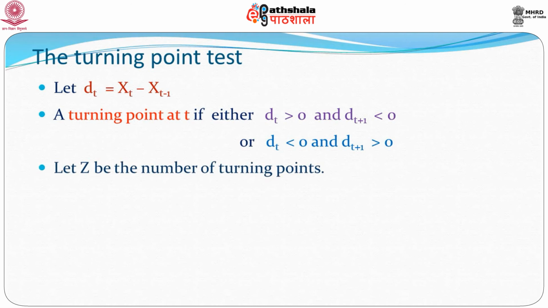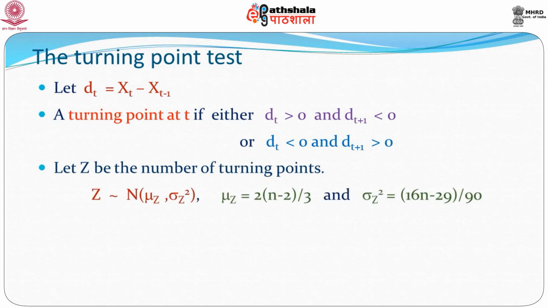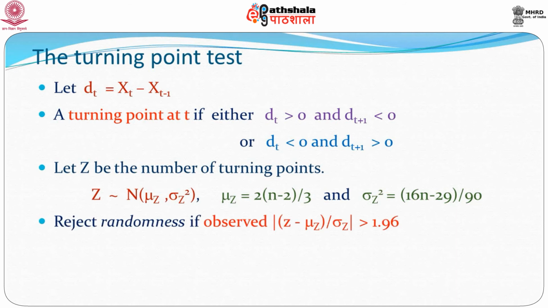So, let z be the number of turning points, and it can be shown that z follows a normal distribution with mean 2(n minus 2)/3 and variance (16n minus 29)/90. And we reject randomness if the modulus of (z minus mu_z)/sigma_z exceeds the tau value of 1.96.